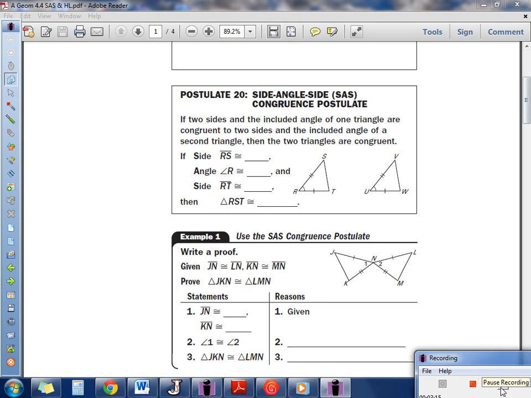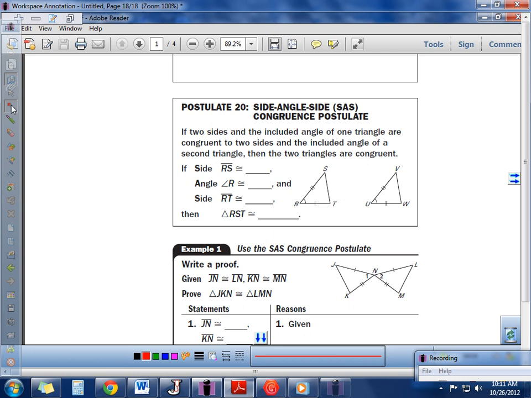So here's another set of pictures for side angle side. I gave you a brief preview. Here's the real big theorem. So if two sides and the included angle, circle that, that's big. Included angle, that's the angle in between the two sides. If two sides and the included angle of one triangle are congruent to two sides and the included angle of a second, then the two triangles are congruent. That's the long way to say side angle side.